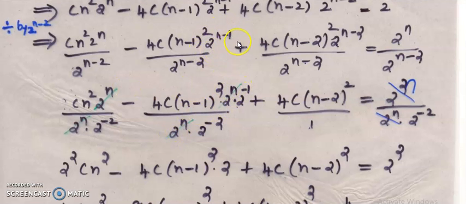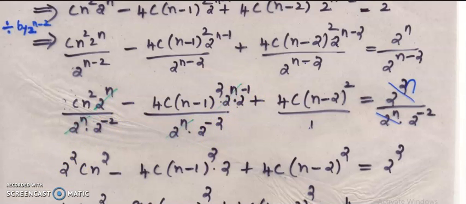In the numerator also you can split the term: 2^n, 2^-1. So this 2^n will be eliminated. Here 2^n will be eliminated. So now taking this 2^-2 to the numerator, 2 square. 2^-2, 2^-1.